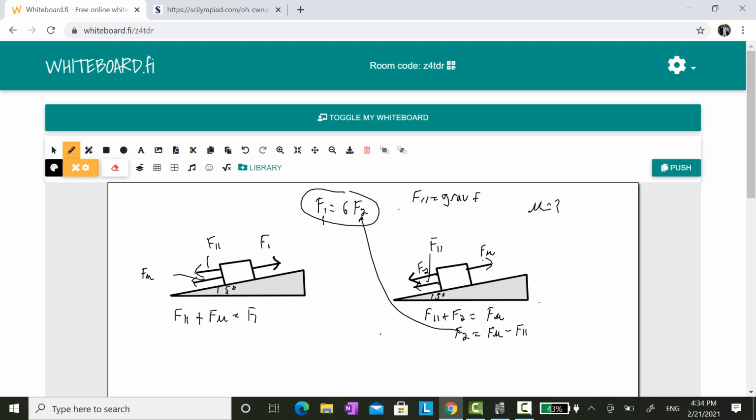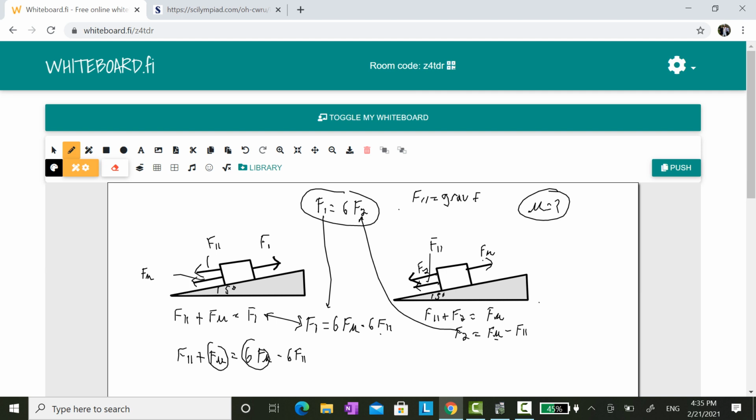So now I'm going to bring this down here: F1 is equal to 6 times F2, and F2 is F mu minus F parallel. So I'm just taking 6 times F mu and 6 times F parallel. Okay, so I've got two equations, and now I'm going to put F1 right here. So I set these equations equal to each other: F parallel plus F mu is equal to 6 F mu minus 6 F parallel. What we were asked for is the coefficient of friction, and that's going to be in our F mu. So let's get F mu by itself.